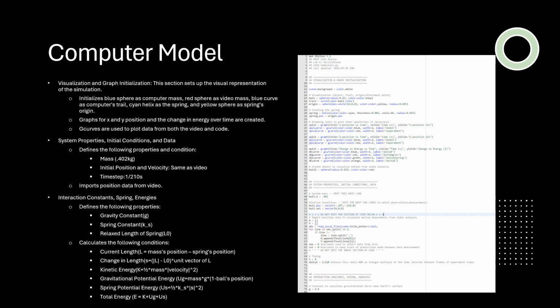Next, there is the interaction constant, spring, and energy section, where it defines the following constants: the gravity constant, the spring constant, and the relaxed length of the spring. It also calculates the following properties: the current length of the spring, the change in length of the spring, the kinetic energy, the gravitational potential energy, the spring potential energy, and the total energy.